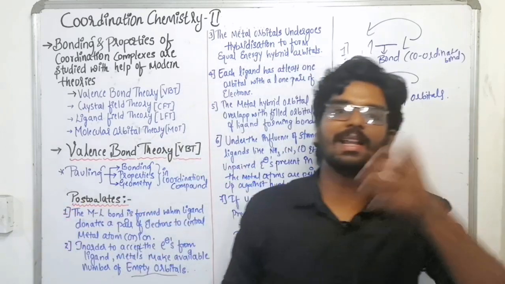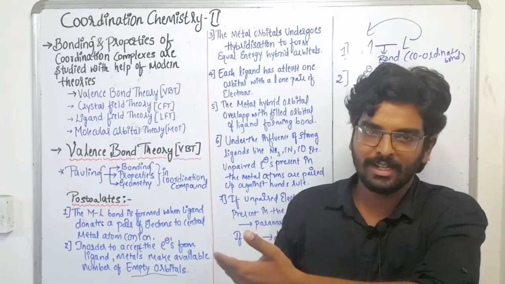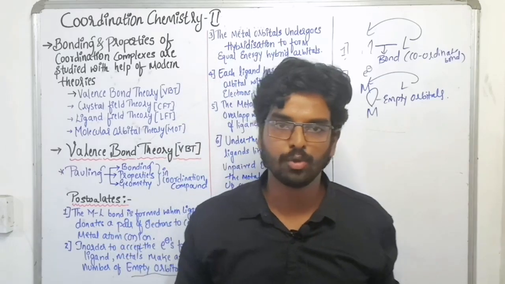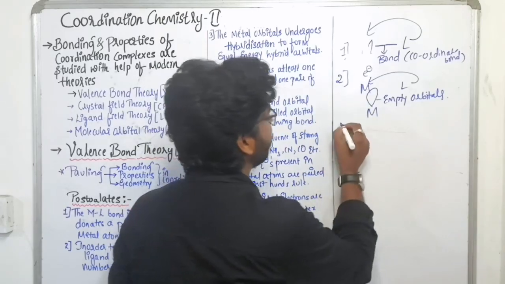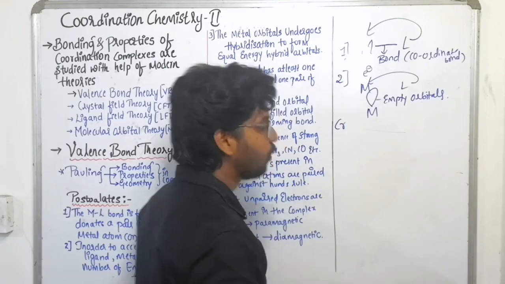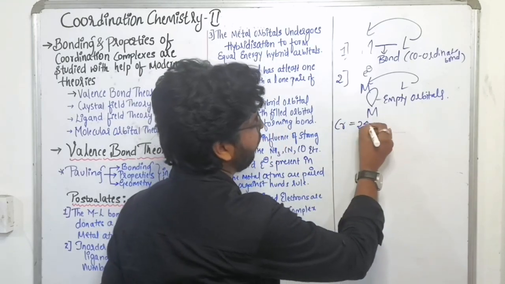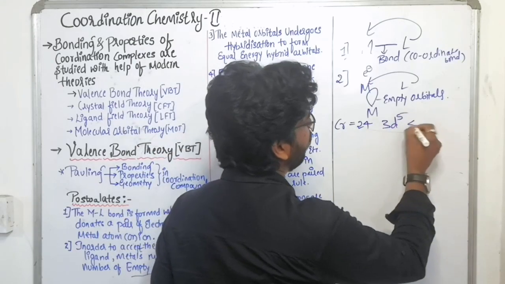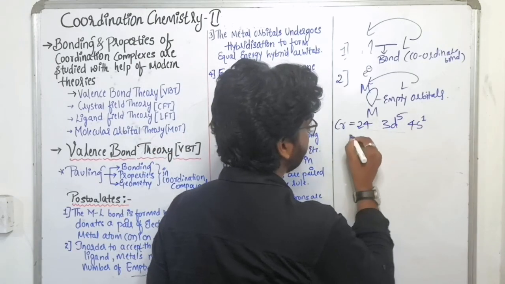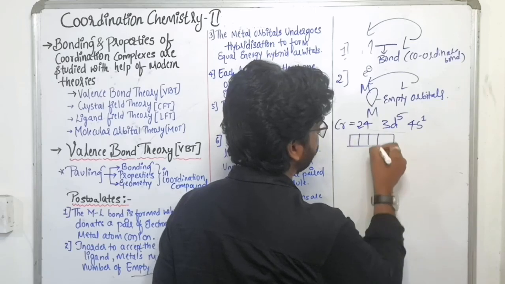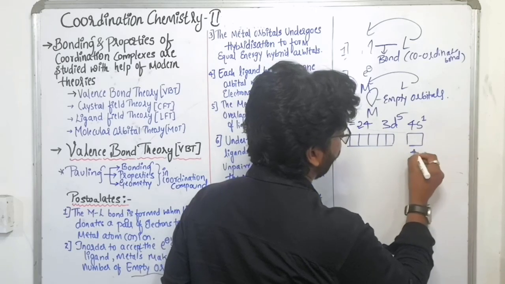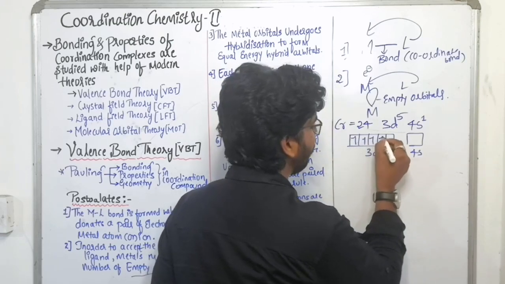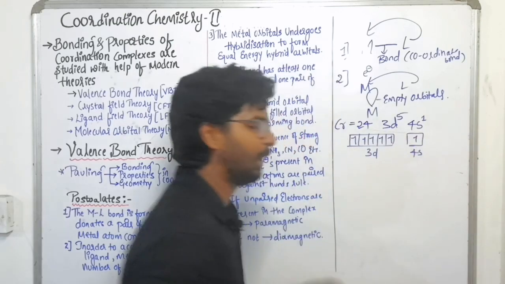The accepting electron pairs. So however many electron pairs it accepts, it must have that many empty orbitals. So for example, chromium is there. Chromium has atomic number what? 24. So if you see the electronic configuration, it ends with 3d5 4s1. If you represent it diagrammatically, 1 2 3 4, this is your 4s and this is your 3d. How many electrons are there? 5. 1 2 3 4 and 5. The 4s has 1 electron.